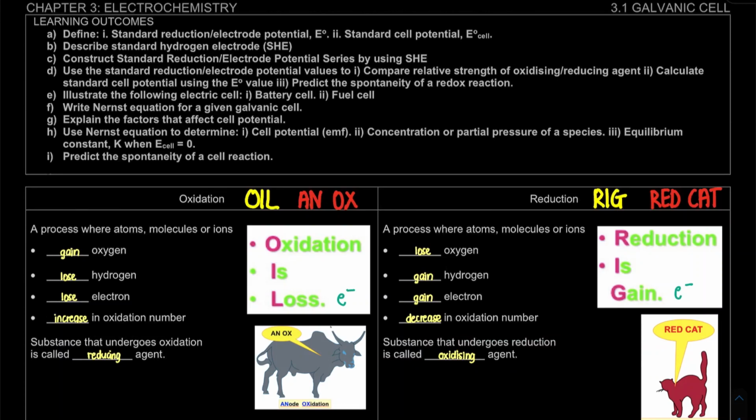Assalamualaikum and hello everyone. Welcome to the video where we will be discussing the examples where we're going to use the standard reduction or the electrode potential values to calculate the standard cell potential, and we're going to write down the balanced chemical equation. In your notes, it will be on page 6.